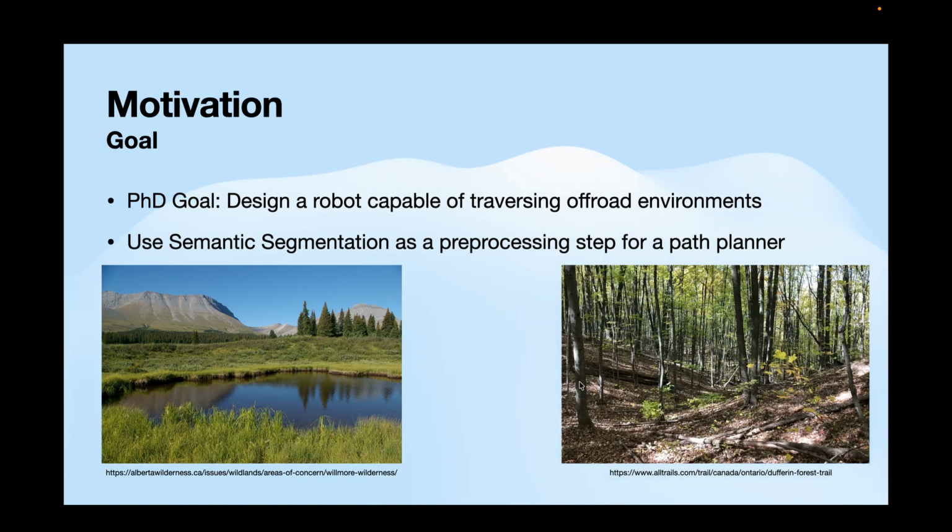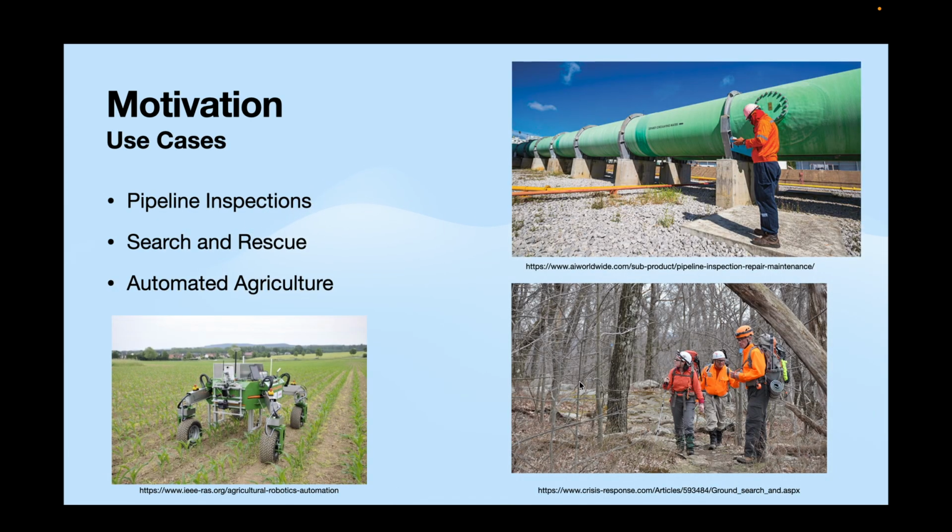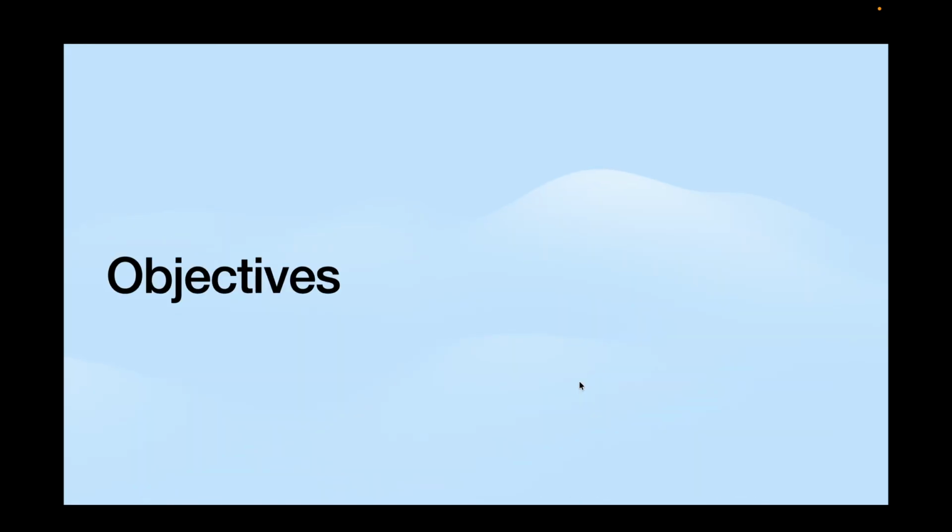For my PhD, I'd like to design a robot capable of traversing off-road environments. To do so, I'd like to use a semantic segmentation model as a pre-processing step for my path planner. There are lots of different use cases, for instance, pipeline inspection, search and rescue, and automated agriculture, that have very varying environments.